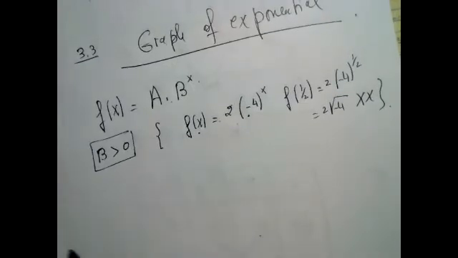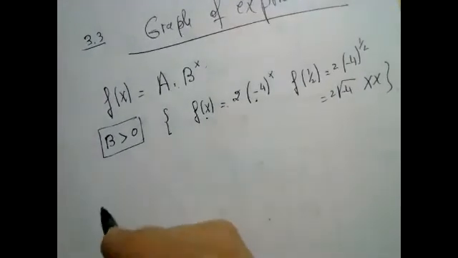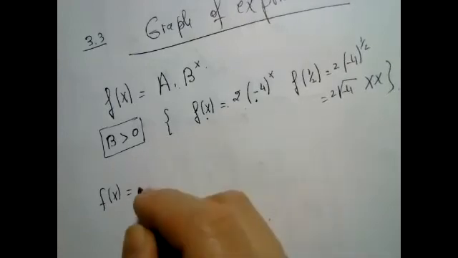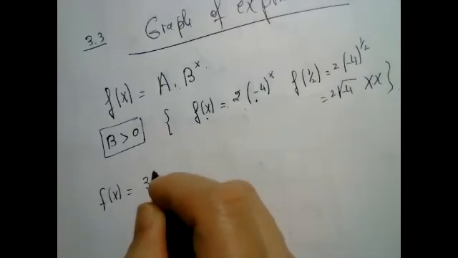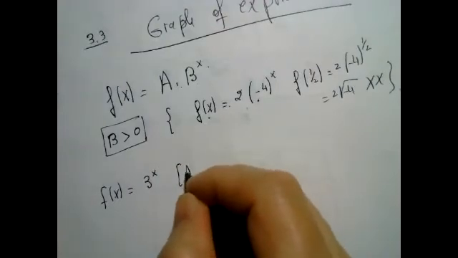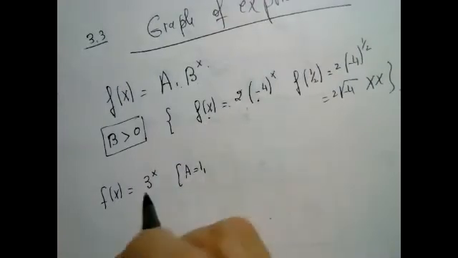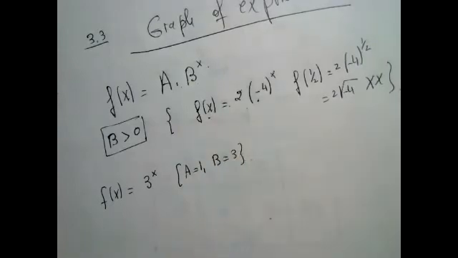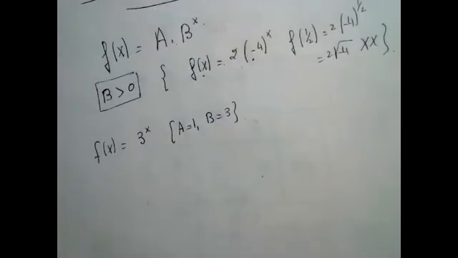Now the graph of the exponential, we're going to take two graphs and then generalize the idea. So suppose I take the following: f of x equal 3 to the x. I'm going to take a to be 1. So here a is 1, the initial value, because at 0 I have 1, and the growth factor is equal to 3.